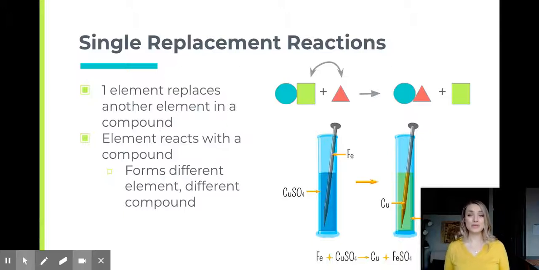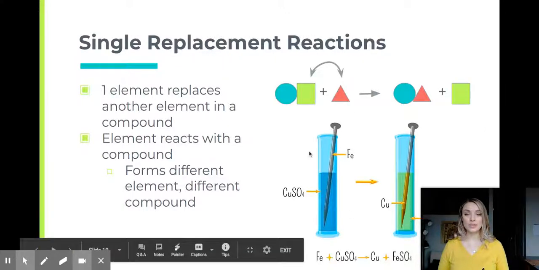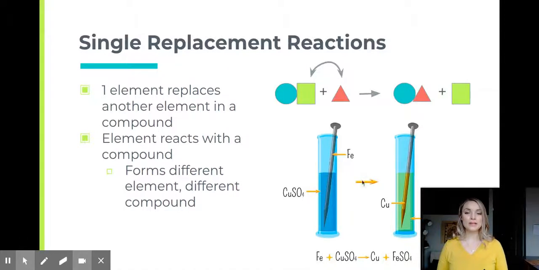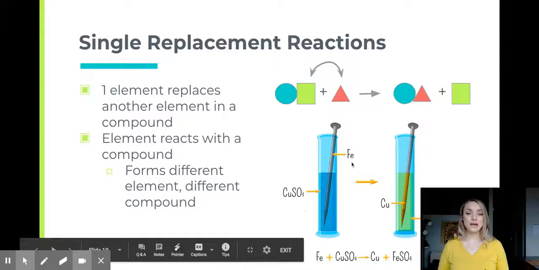In a single replacement reaction, we usually have some sort of an element that's reacting with a compound. If we look at our diagram right down here, we can see a really good example of how one element reacts with the compound, and then the elements switch places. I apologize, my head's kind of in the way right here.